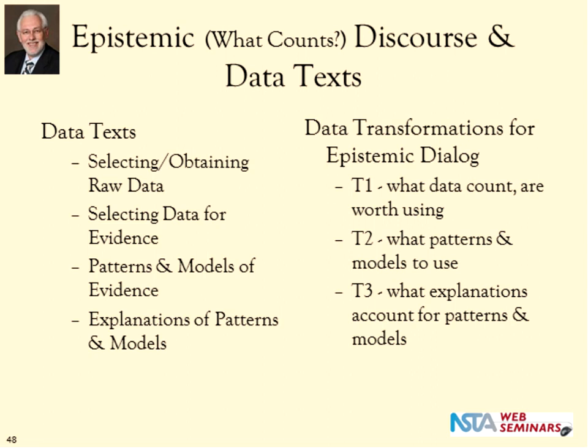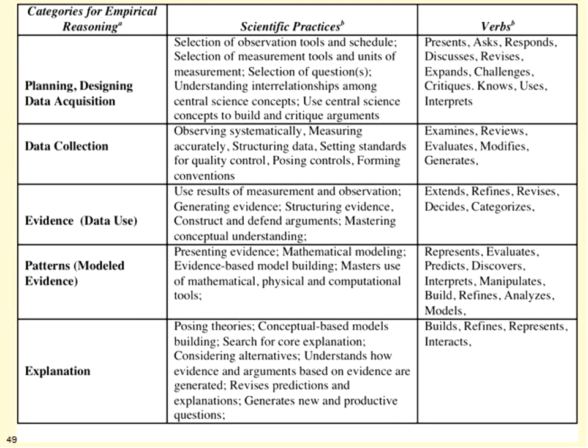And each of these transformations involves asking, okay, we got the data, now what counts as the data? Do we have to consider it, as I said before, and what's wrong? What are the patterns? And then what are the ways in which it connects to explanations? This is the same sequence that was in the previous diagram, starting with the design of an investigation and the planning of it, the data collection, moving to the evidence, the patterns, and the explanation.